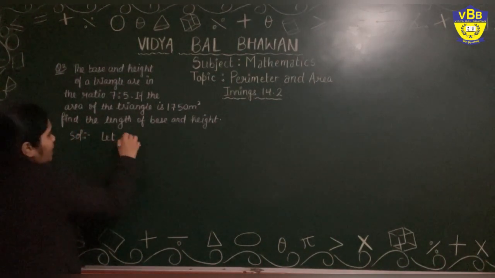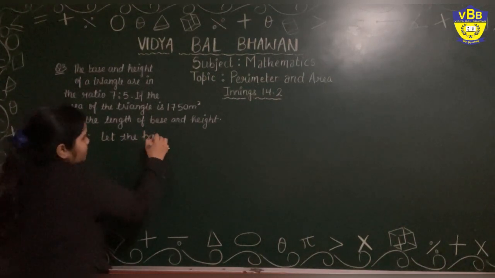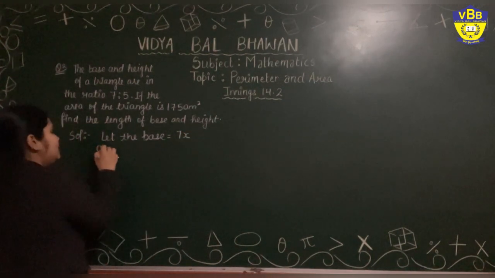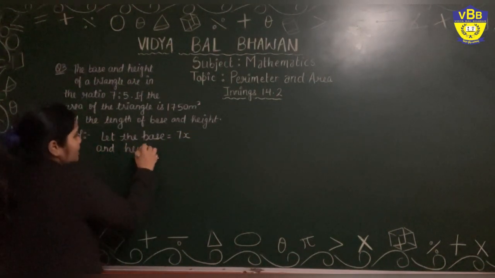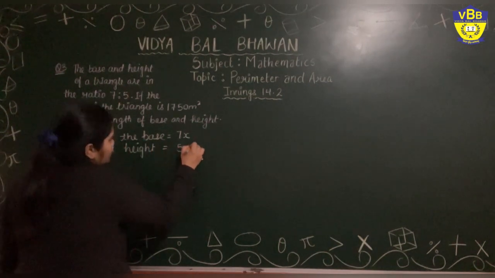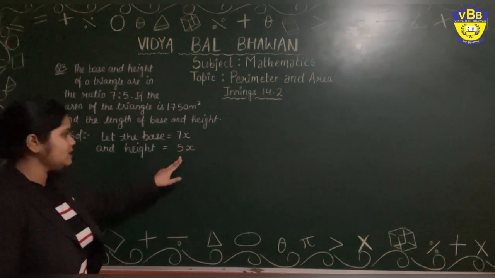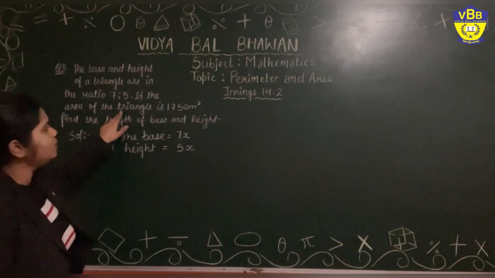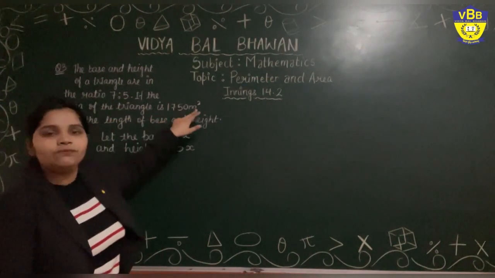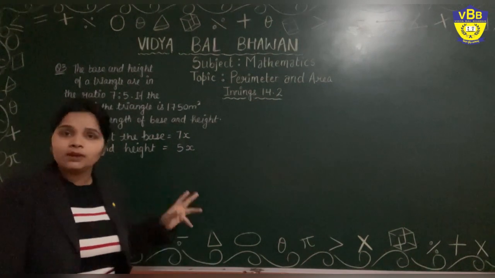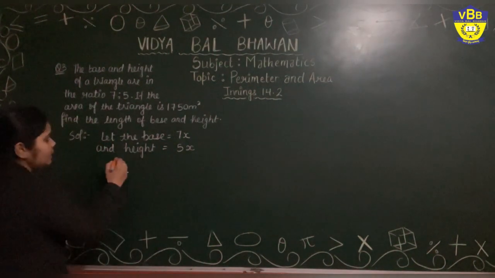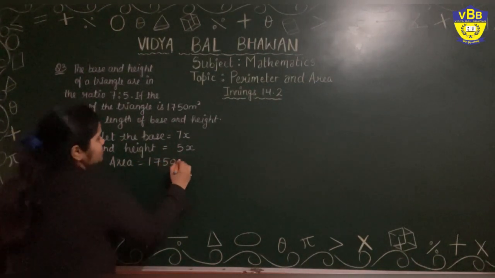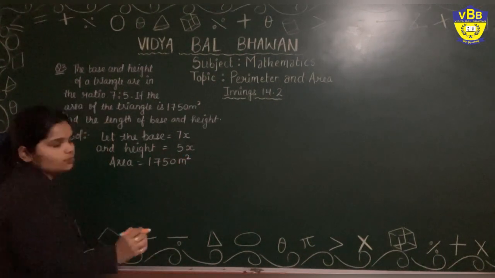Let the base be 7x and the height be 5x. Base is 7x, height is 5x. Fine. The next line is, if the area of the triangle is 1750 meters square. Now the area is provided already. What is the area provided? Area is equal to 1750 meters square.